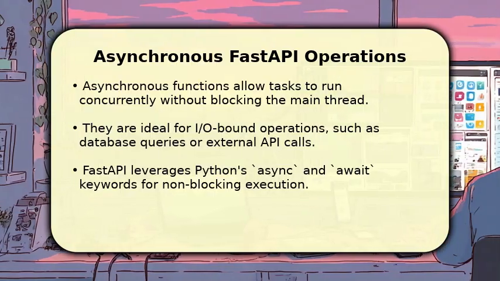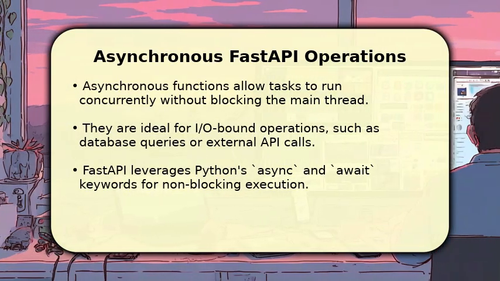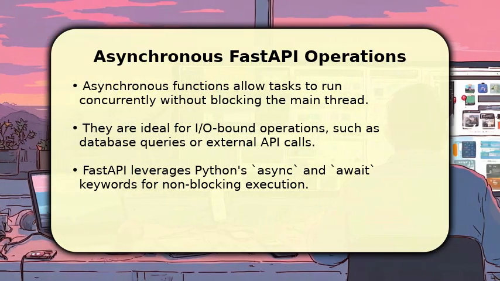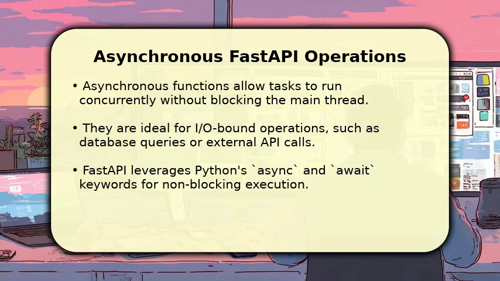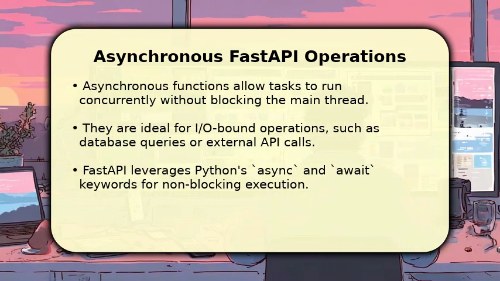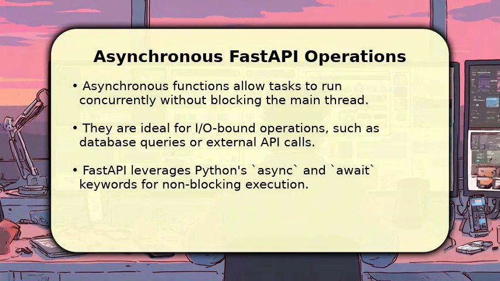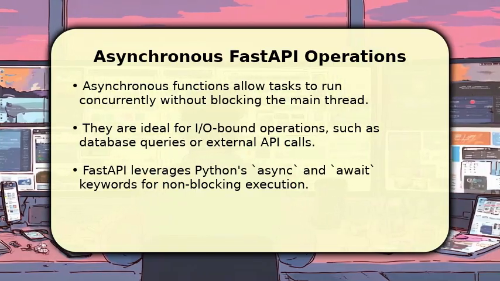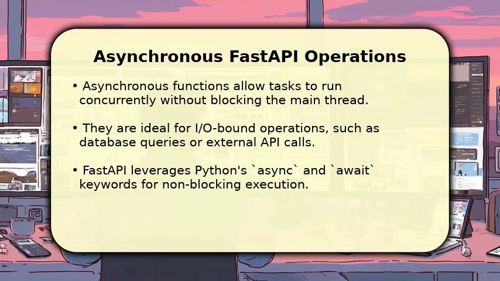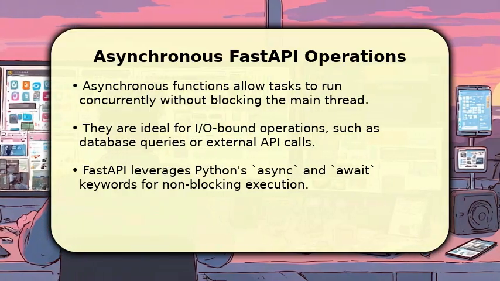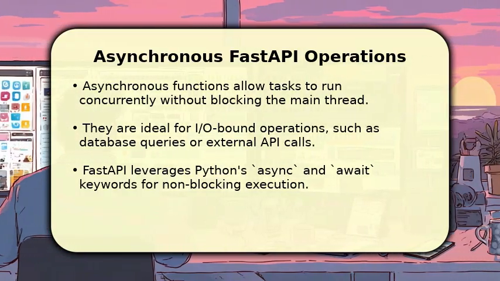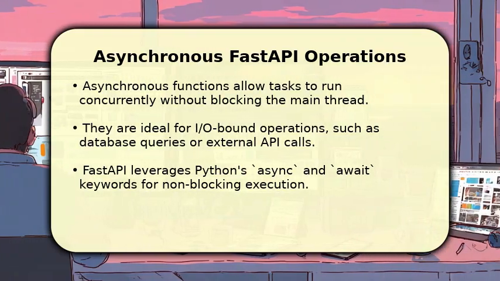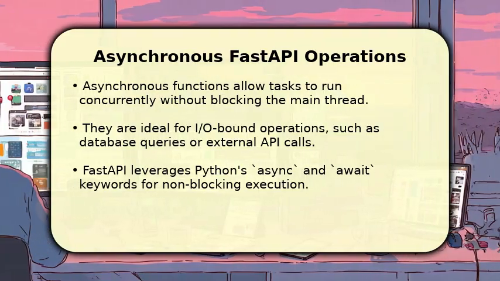Asynchronous operations, on the other hand, are designed for efficiency when dealing with I/O-bound tasks. Think of a restaurant with many waiters handling multiple tables simultaneously. While one table waits for their food, the waiter can take orders from another. In FastAPI, async and await enable your application to initiate a task, like fetching data from a database, and then move on to other work instead of waiting idly. This non-blocking nature allows your server to handle hundreds or even thousands of requests per second more effectively.